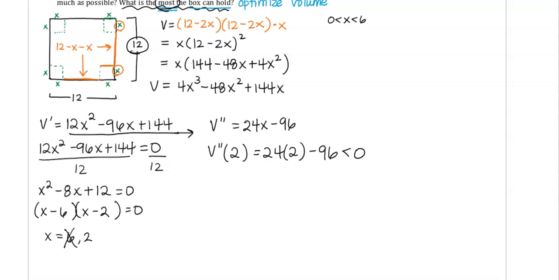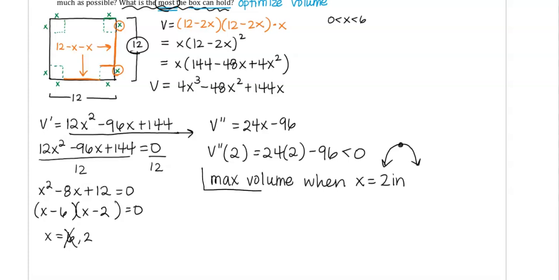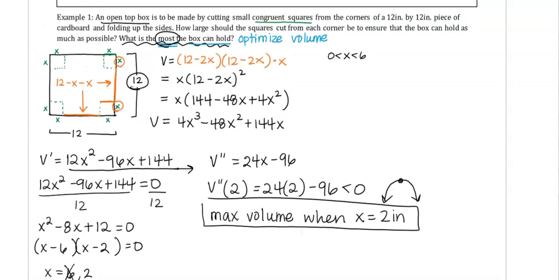So because that is less than 0, we do know the graph is concave down at the critical value of 2, which does imply that we have a maximum volume when x is equal to 2 inches. So that's a part of our answer. That answers this question: how large should the square cuts from each corner be to ensure that the box can hold as much as possible? They should be 2 inches long.